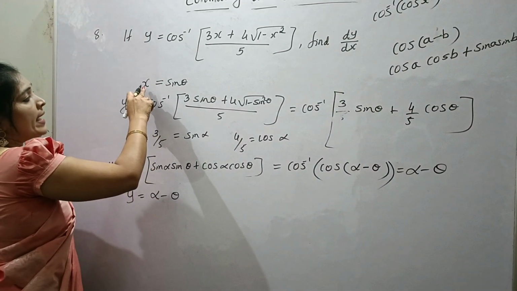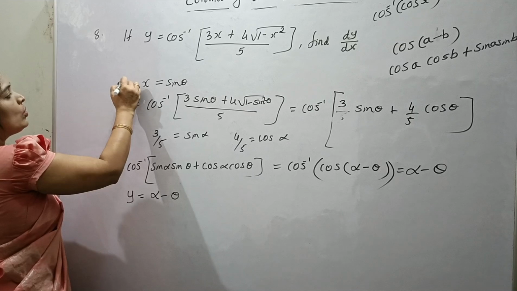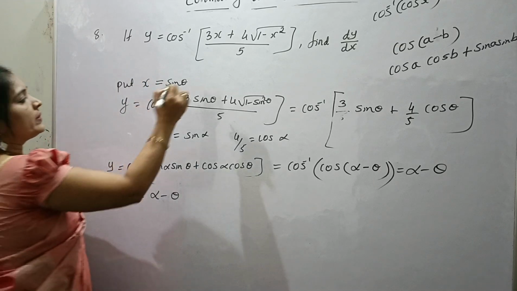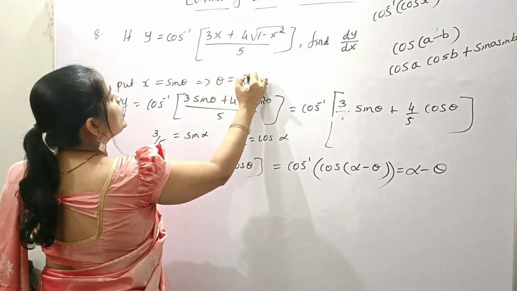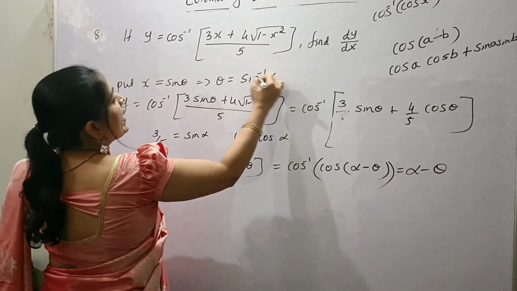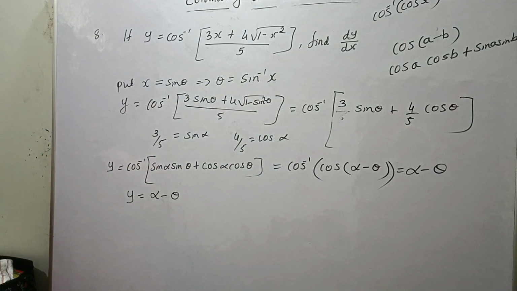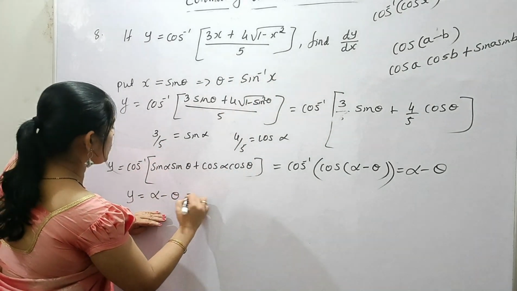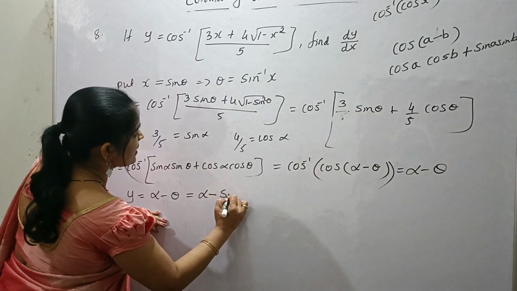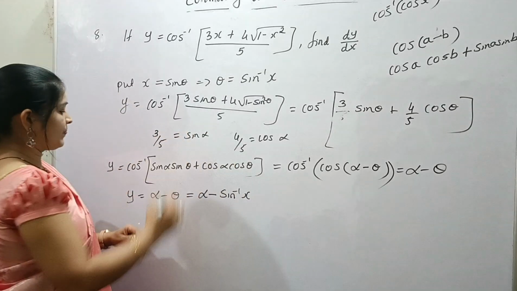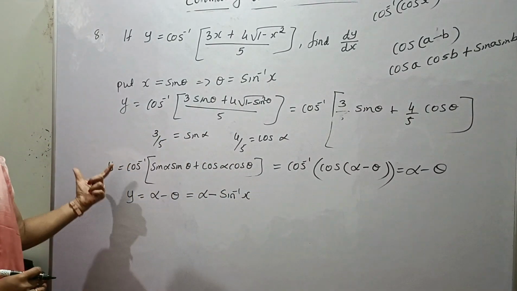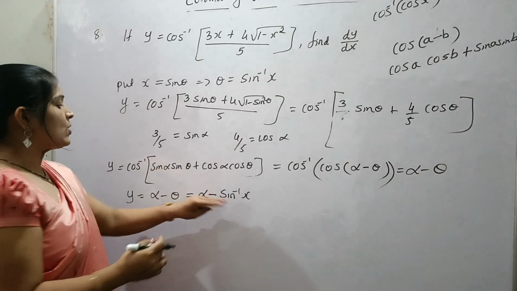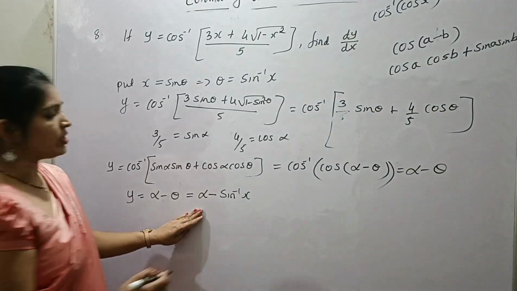What is our theta? We have put x is equal to sin theta. That implies theta is equal to sin inverse x. Now that is equal to alpha minus sine inverse x. Okay, now let's differentiate. y is equal to alpha minus sine inverse x.